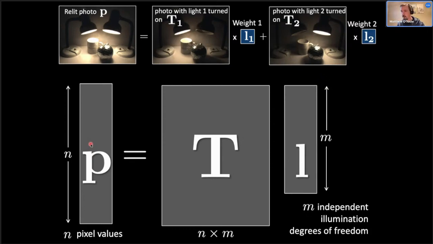So we can have a matrix T, which is going to be of size n by m, where n is the number of pixels in our photo and m is the number of light sources in our scene. And we can multiply this matrix with a vector L, which contains the weights that we use to determine the contribution of every light source within our scene. And the product of T and L will produce the photos P that we're interested in capturing or synthesizing.